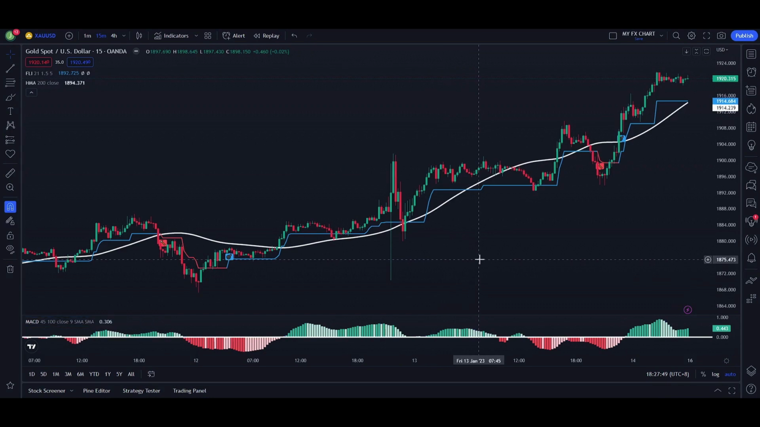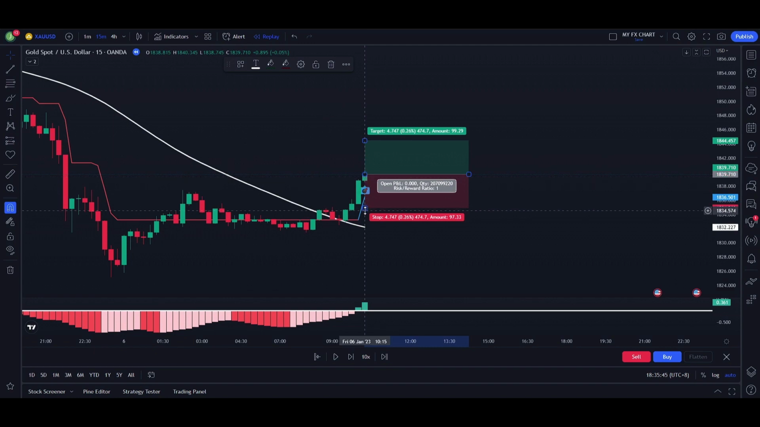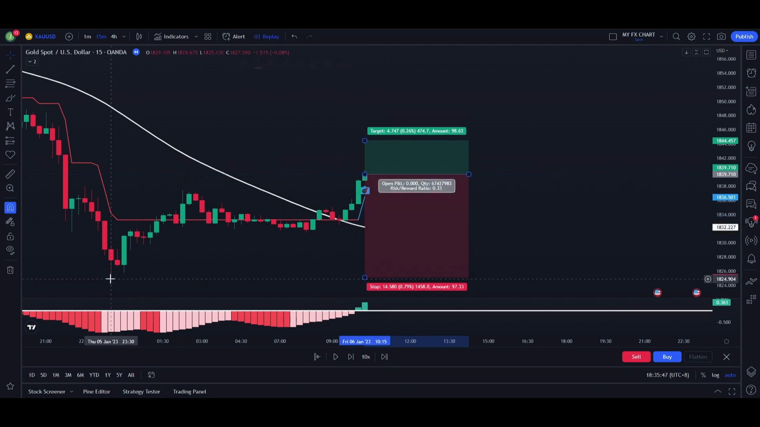And finally, we'll be sharing the trading rules for this strategy. A buy signal will be valid when there's a long signal by the FLI indicator. The price action should be above the HMA indicator and the MACD histogram should be above the 0 level. We place our stop loss at the previous swing low and target a 1 to 1.5 risk to reward ratio.